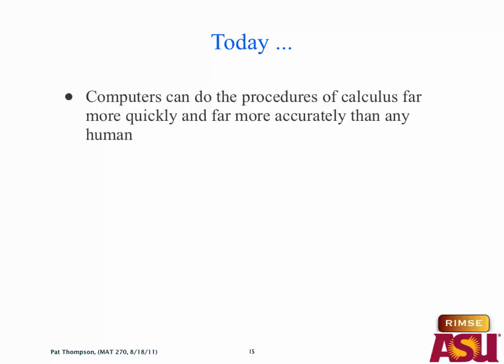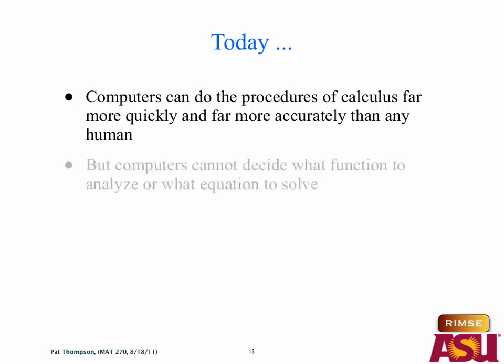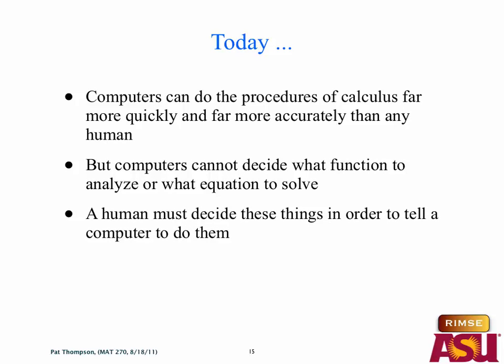Okay? But today, computers can do this in an instant, right? Computers can just do this, and faster and far more accurately than a human can. But the computers can't decide what function to analyze or what equation to solve. So there has to be someone who's putting these things in the computers in order to model situations correctly. So a human must decide these things in order to tell a computer to do them.